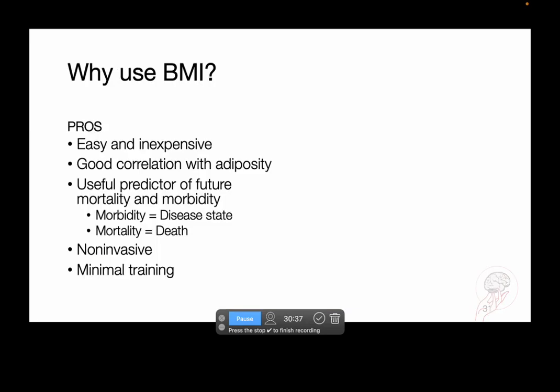So BMI has gotten a pretty bad rap lately. So why do we use it? Well, it's easy and it's inexpensive. It shows a good correlation with adiposity, and it's a useful predictor of future mortality and morbidity. This is the biggest reason. Even though it has its flaws, at the population level, BMI is a useful predictor of a disease state or the chance of getting a disease, and a good predictor of death. It's also non-invasive and requires minimal training.